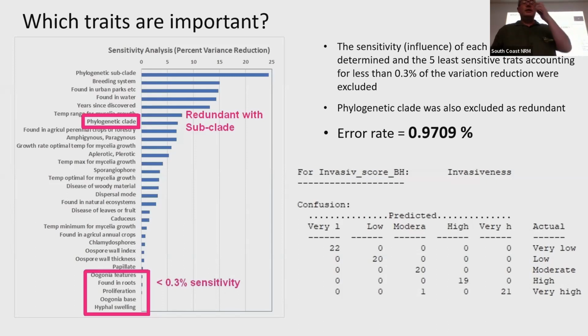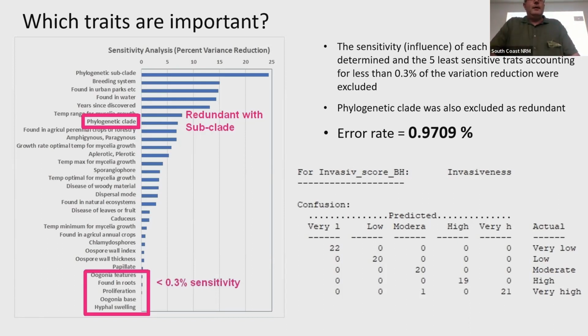The analysis also is able to give us a sensitivity of the traits. So this tells us how good the different traits are for predicting invasiveness. For example, knowing which subclade a Phytophthora species is in is by and large the most informative trait for determining the invasiveness of that species. And that makes sense. If a new species is related to a very pathogenic Phytophthora species, it's more likely to be pathogenic. If a new species is related to not very pathogenic Phytophthora species, it's less likely to be very pathogenic.